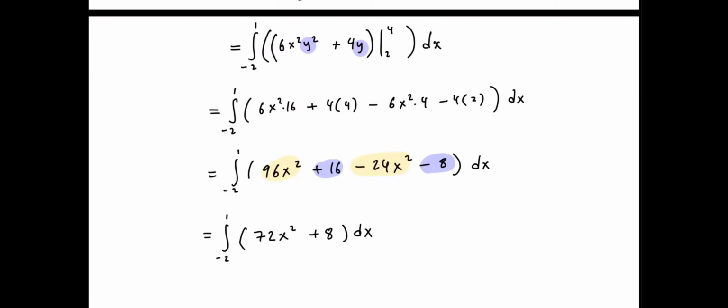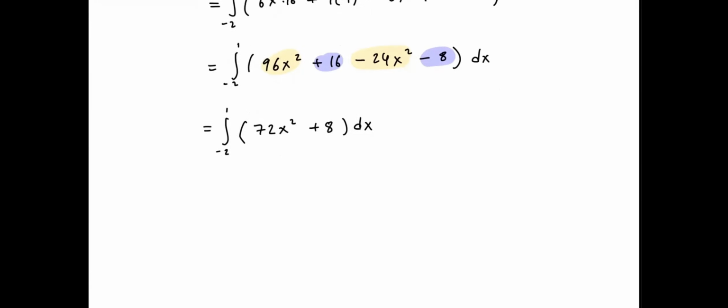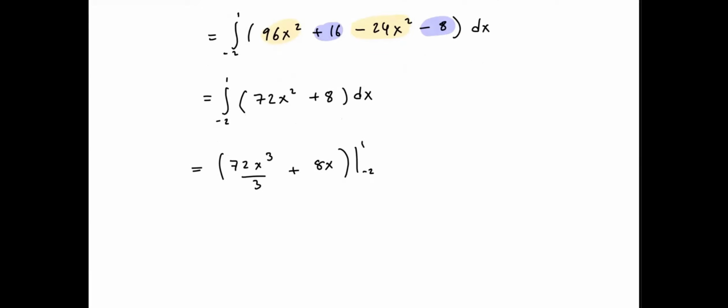And now we integrate with respect to x. 72x squared, integrated with respect to x, gives 72x cubed over 3 plus 8x. Now we can evaluate this from -2 to 1. Let's go ahead and simplify: 72 over 3 gives us 24. I'm just going to write that here.